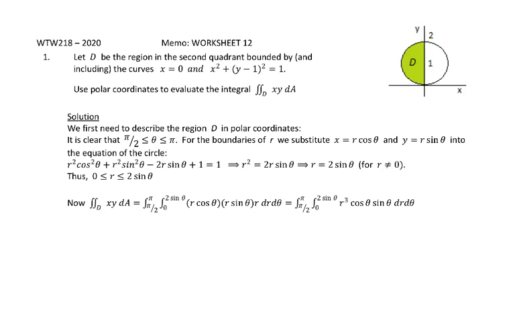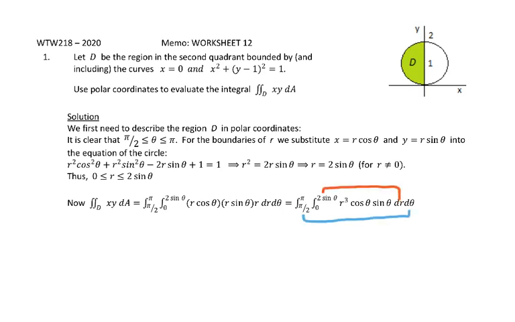We are now ready to evaluate the double integral. The first thing we do is write the double integral as an iterated integral using the boundaries that we have just calculated. You can check the simplification. We end up with a double integral from pi over 2 to pi, and 0 to 2 sin theta, of r cubed cos theta sin theta dr d theta.